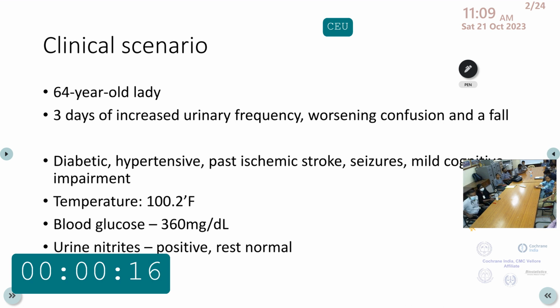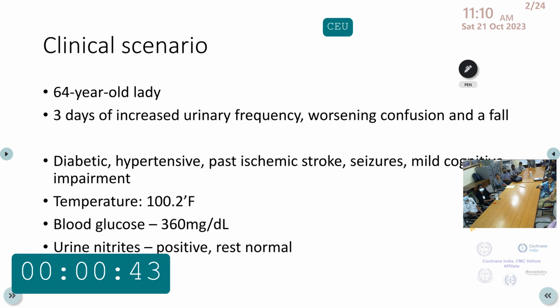In our casualty, a 64-year-old lady has come to us with 3 days of increased urinary frequency, some worsening confusion, and also had a fall on the same day prior to presenting to us. She's a known diabetic and a hypertensive. She's had a past ischemic stroke. She's had seizures on antiepileptic medication, and she has mild cognitive impairment. So as the ED physician, we are being asked to see her.